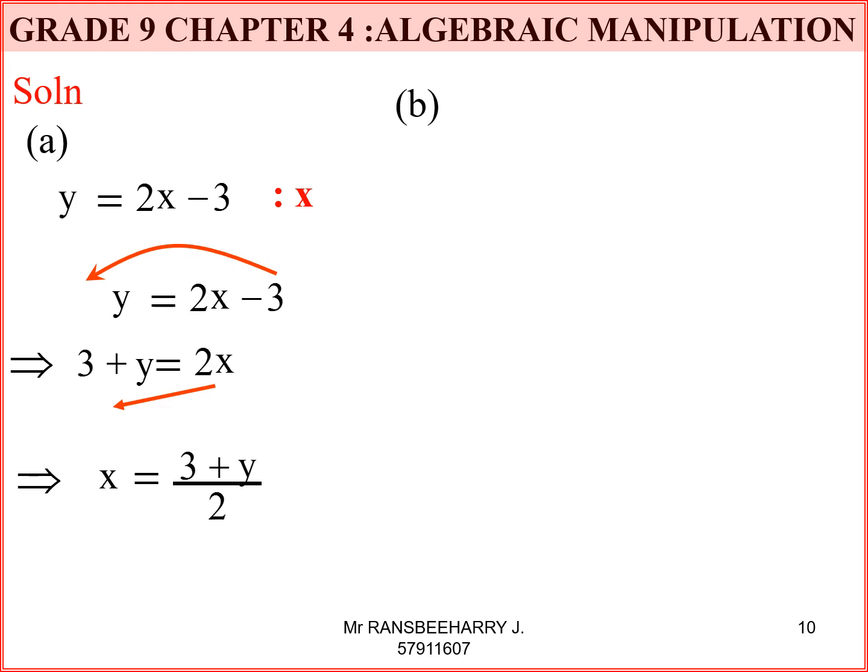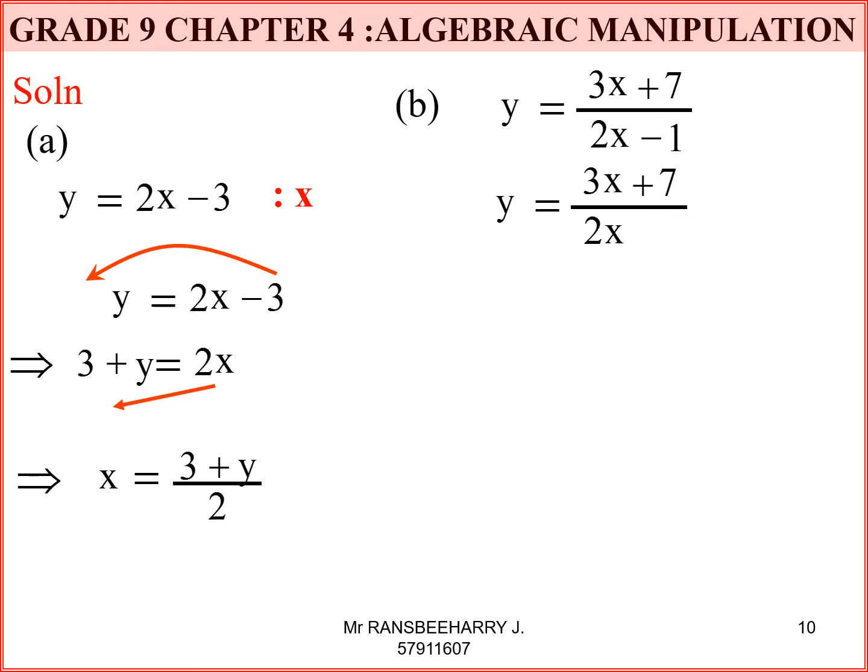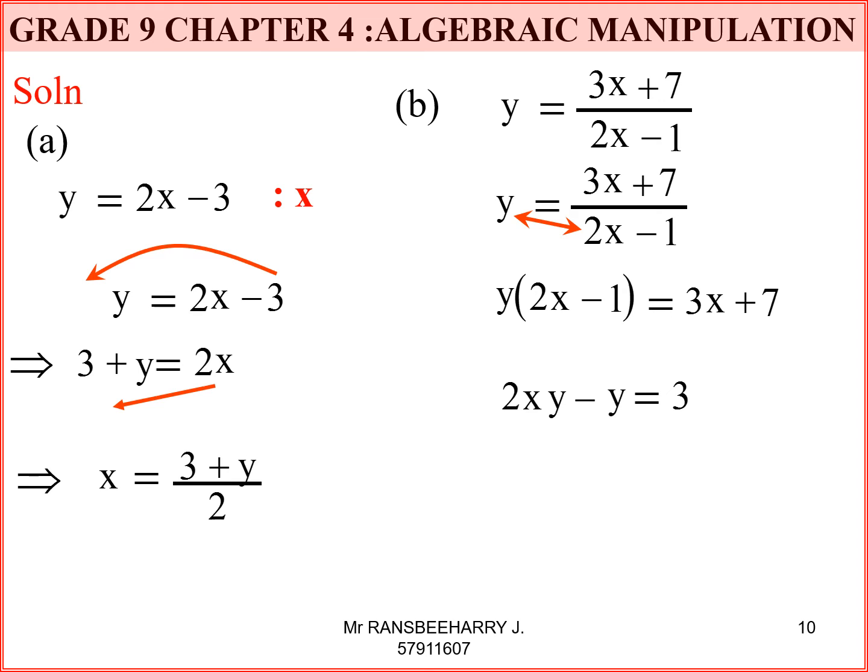Part B, we have y is equal to 3x plus 7 over 2x minus 1. Required to make x subject of formula. So y is 3x plus 7 over 2x minus 1. We cross multiply, we obtain y times 2x minus 1 is equal to 3x plus 7. Expand brackets, we obtain 2xy minus y is equal to 3x plus 7. Required to make x subject of formula.